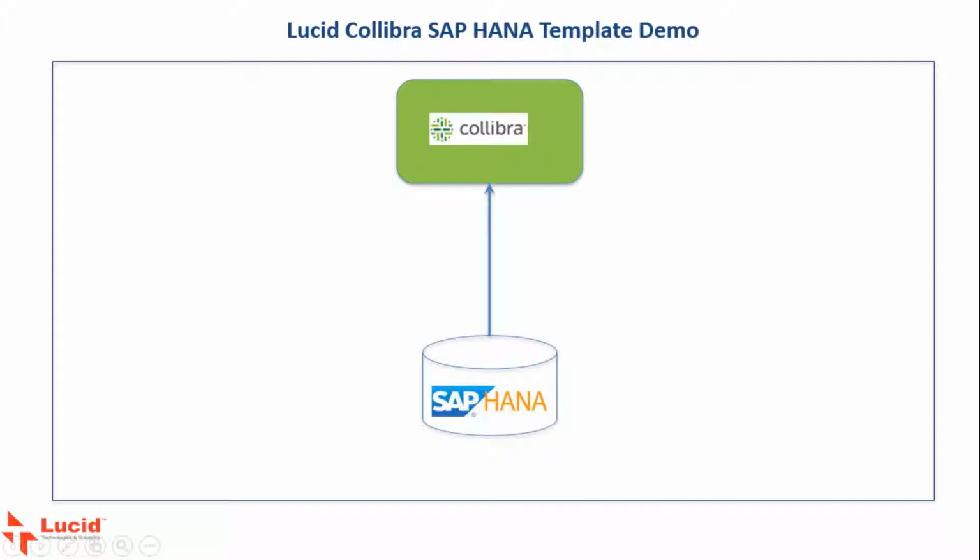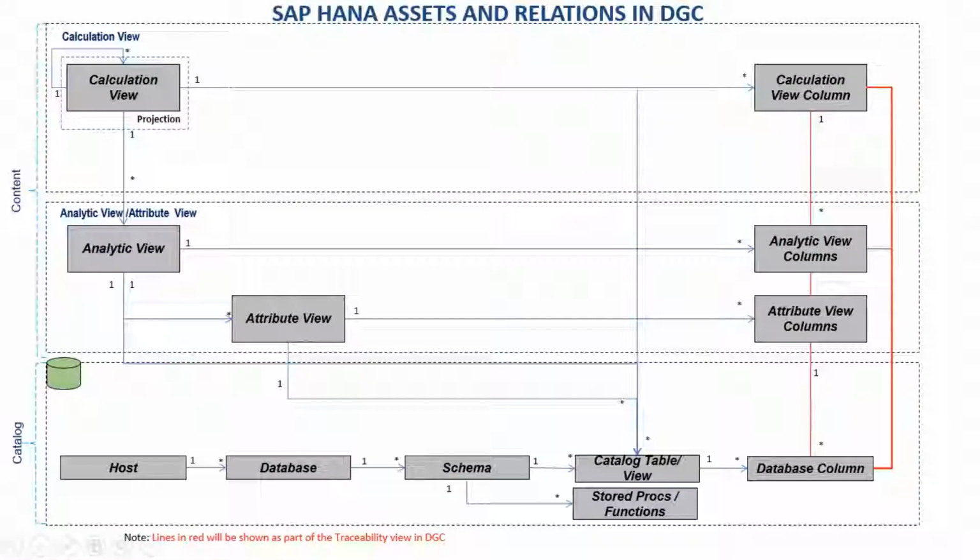In this video, we will look at how the lineage is presented in Collibra across dependent SAP HANA objects when the assets are loaded. Following are the assets and relations that get loaded from SAP HANA into Collibra. Calculation views, analytic views, attribute views, and their columns. Catalog tables, views, and columns.